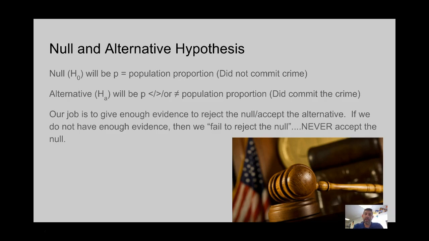So basically, here's what we're saying. If we provide enough evidence for the alternative to be true, then we say that we provide enough evidence that the alternative is in fact true. If we did not provide enough evidence, then we say, well, we did not provide enough evidence that the alternative is true, or we would say we fail to reject the null. We never, ever, ever accept the null hypothesis, okay? We don't accept the null.